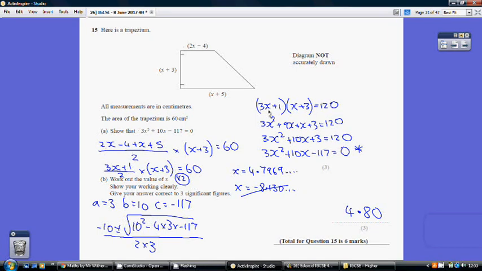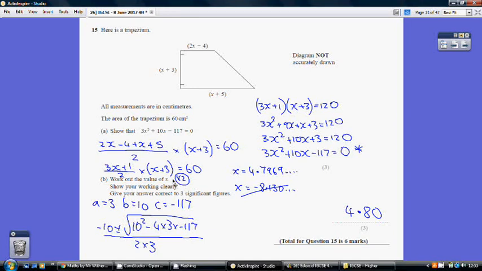So multiplying out the pair of brackets, 3x times x is 3x squared, 3x times 3 is 9x, 1 times x is x, and 1 times 3 is 3. Gather up your like terms in the middle, 9x plus x is 10x. Take away 120 from both sides, and we've got the quadratic in the form that we had to show.